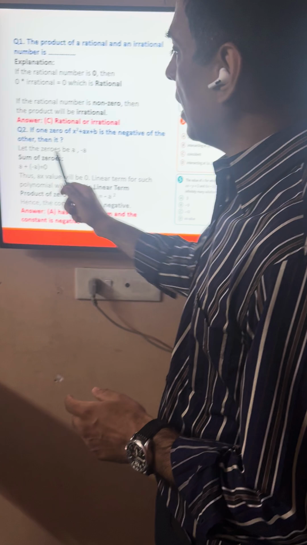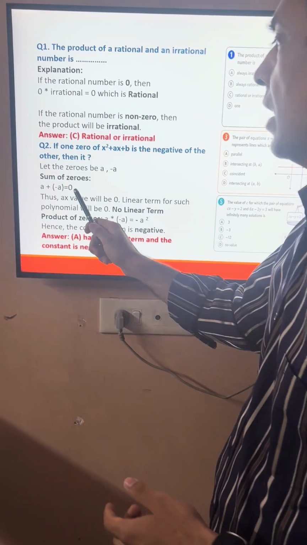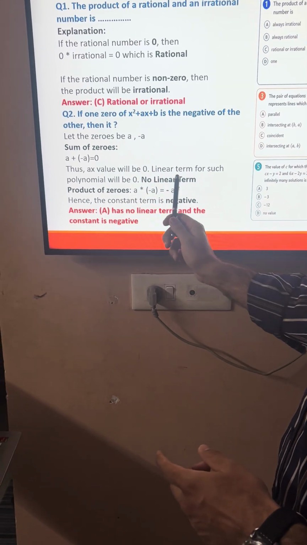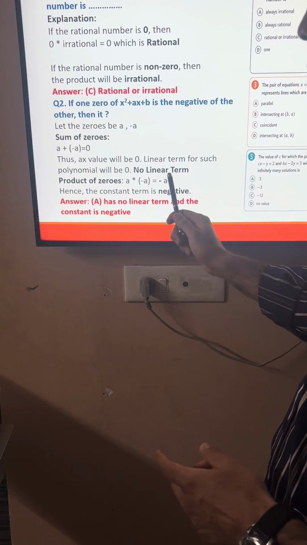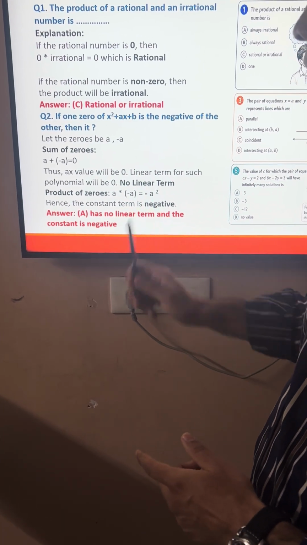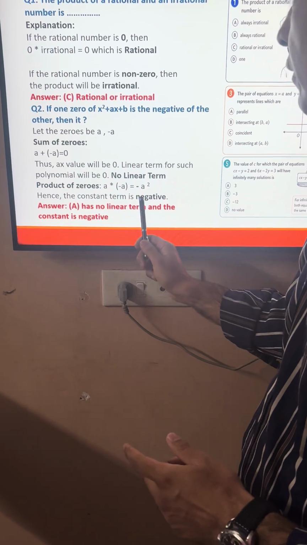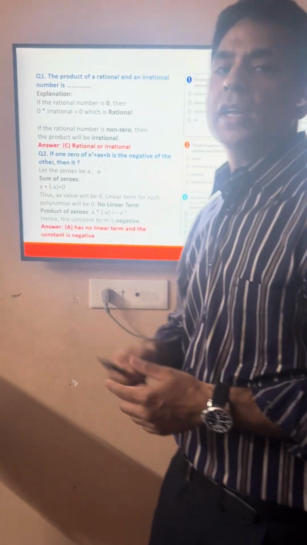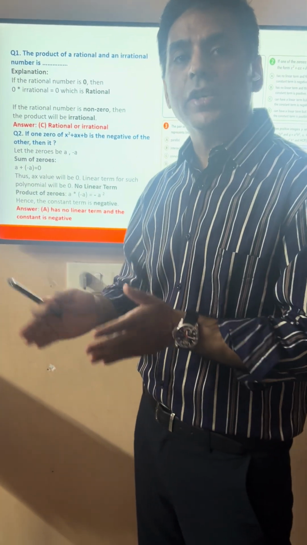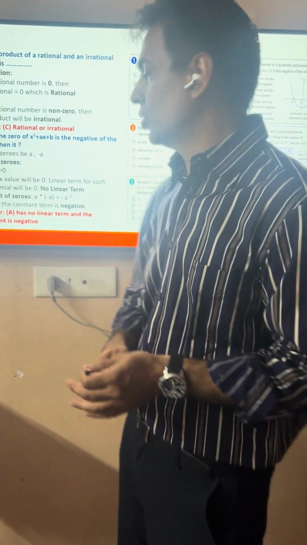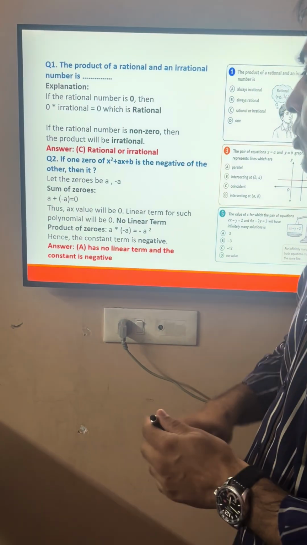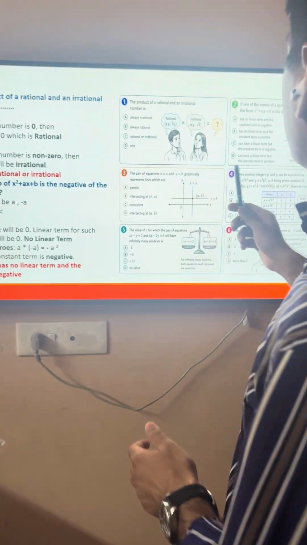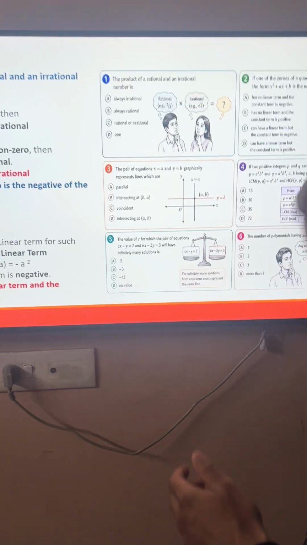Let's assume that. Then the sum of the zeros, if you add it up, will come to be 0. And likewise, you find the product alpha into minus alpha. Whatever the value of alpha, it will always be negative, that we know, right? So the product gives you the constant, which will always be negative. And the sum gives you what? It gives you the linear term, because the polynomial, as you know, is x square minus sum of the zeros into x plus product of the zeros. So since the sum of the zeros is 0, it will have no linear term. It will not have the x term. So the correct option will be: it has no linear term and the constant term is negative.